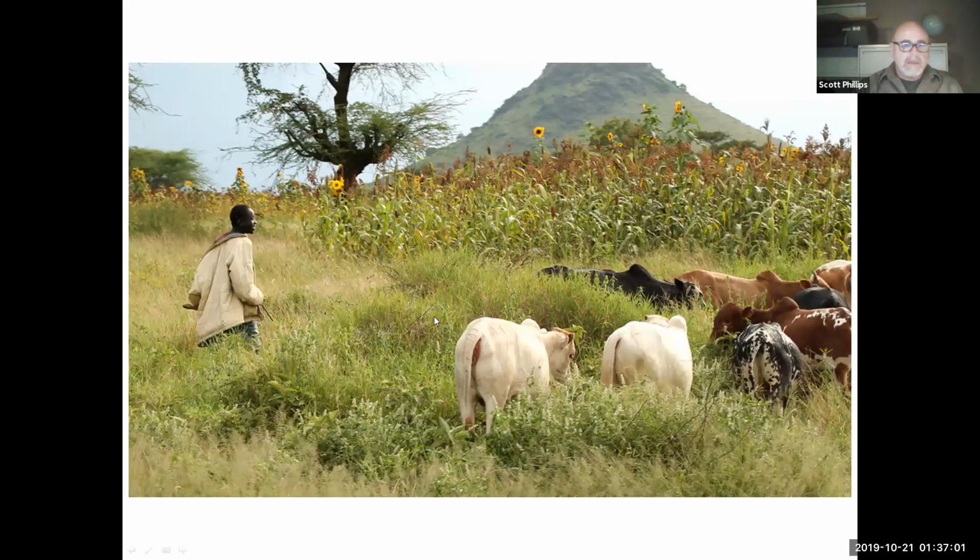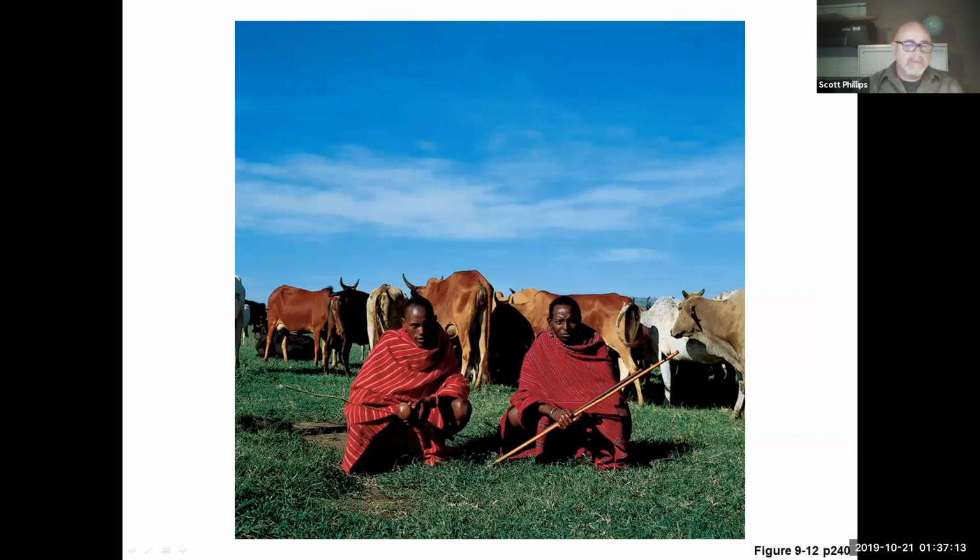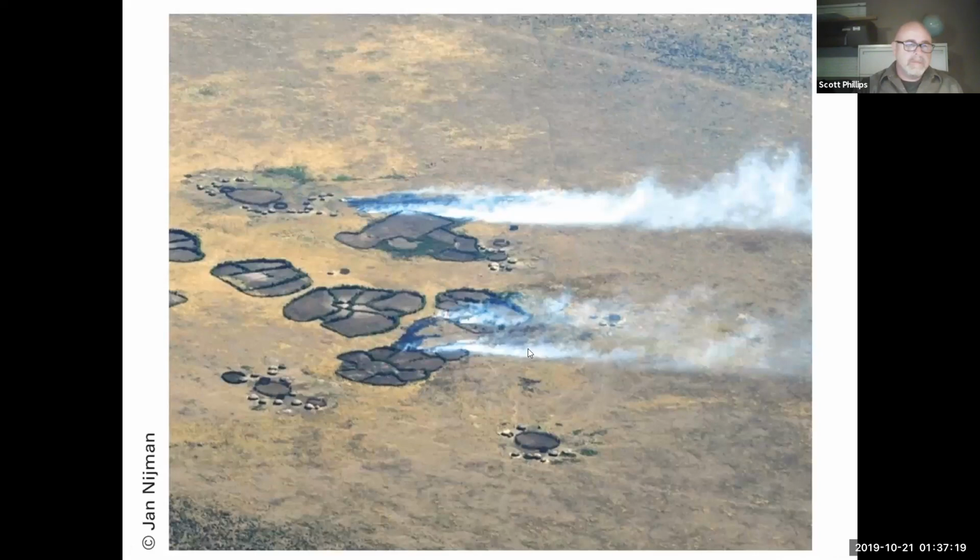This is a bigger image of the Maasai people in East Africa, and they are completely dependent on pastoralism for making a living with their cattle. This is a figure from the book showing pens that are being cleared by the Maasai to help guard their cattle against other wildlife.